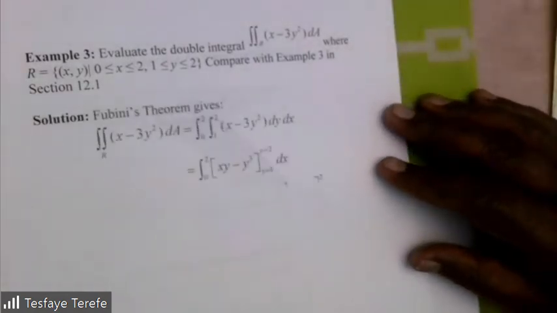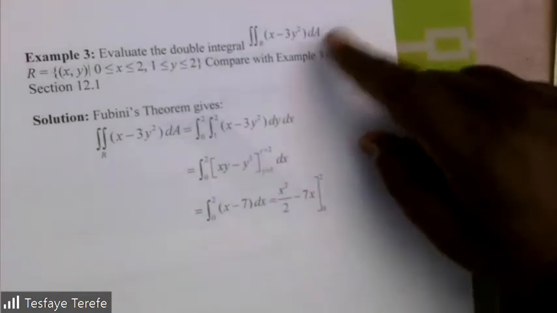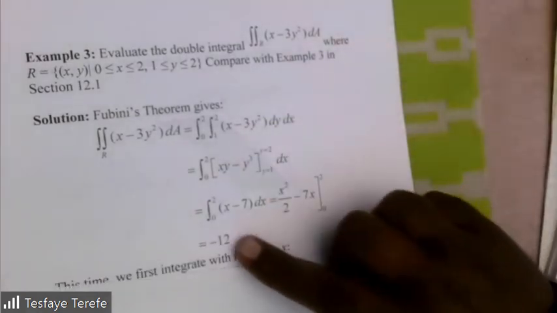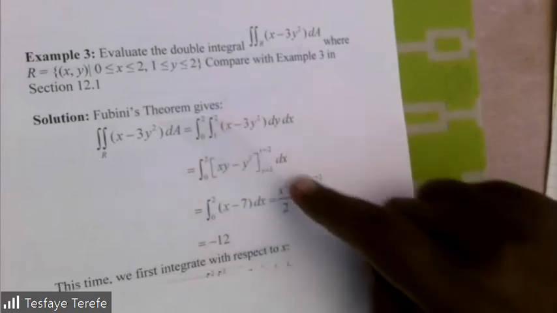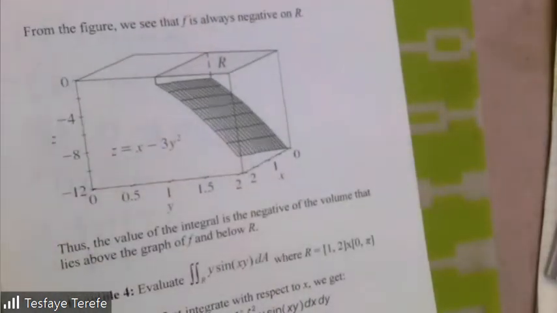So when you integrate in a different order, you get negative 12 from 0 to 2, from 1 to 2, and if I switch the order again, I will get the same. So what does this negative value mean? In other words, the surface is below the xy plane. And that is what we are going to really get.